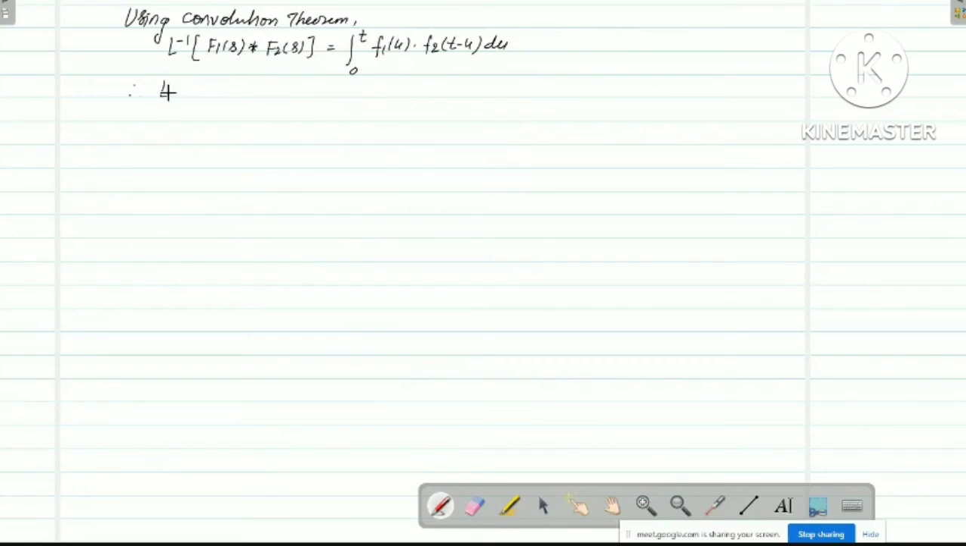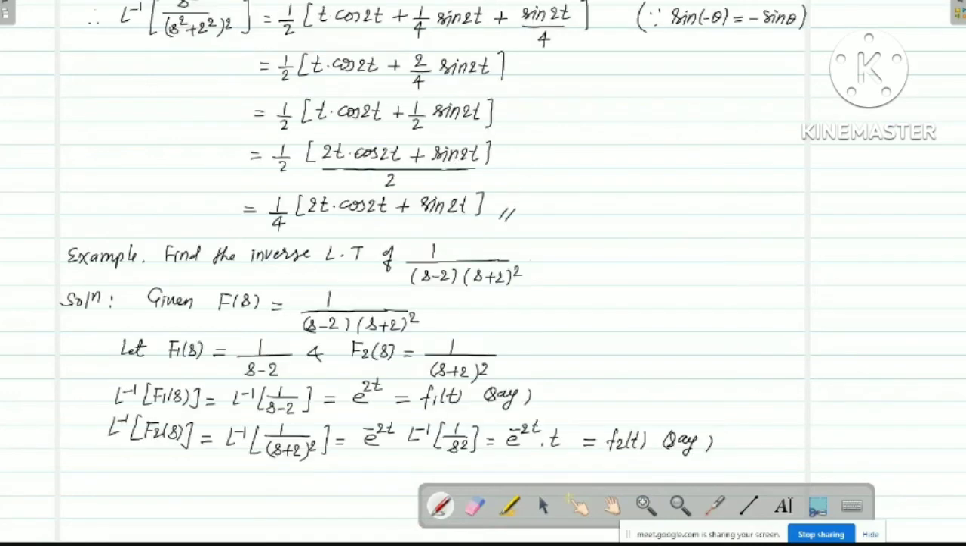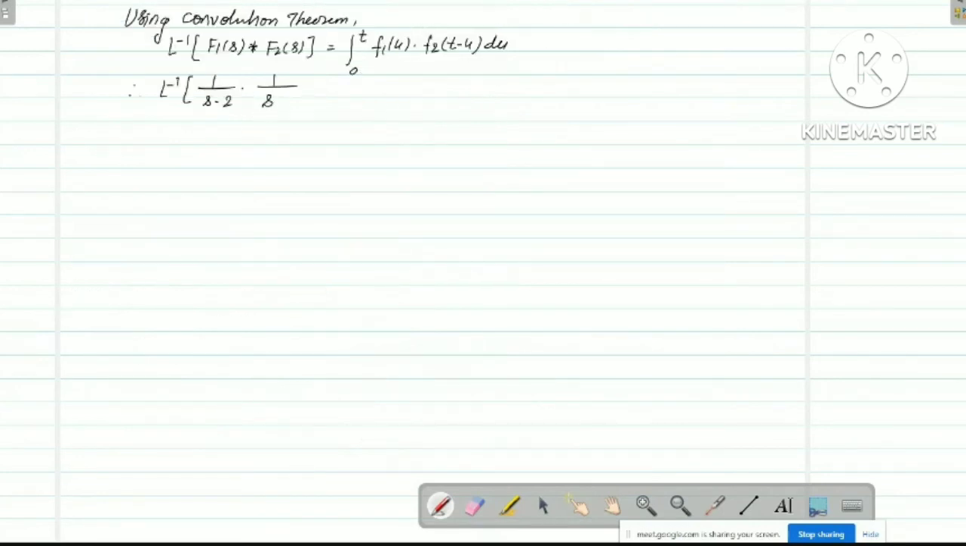So we write L inverse of F1(s), which is 1 upon s minus 2, into F2(s). What is the F2(s) function? It is 1 upon (s plus 2) the whole square. Just put it in the bracket.